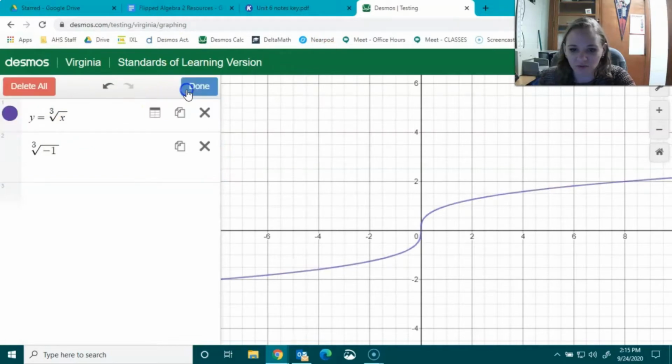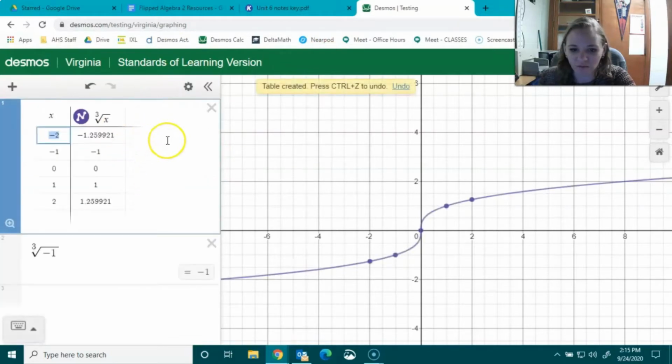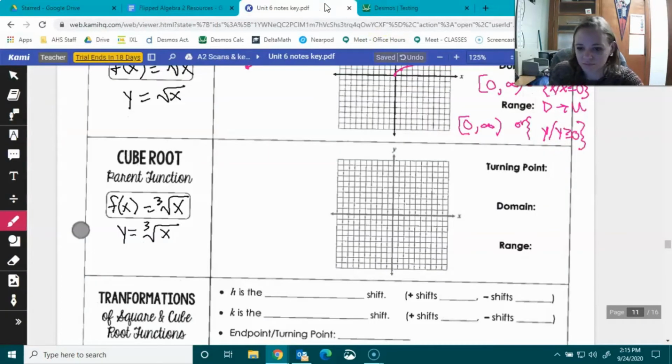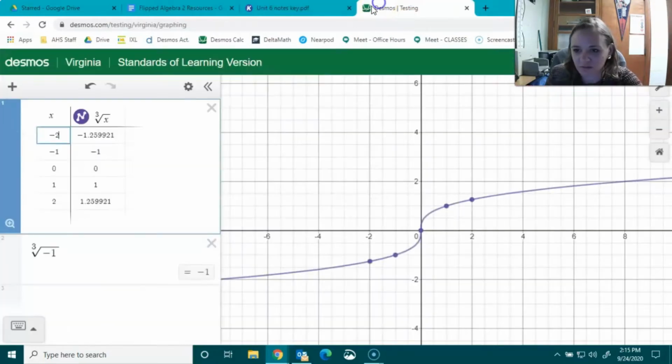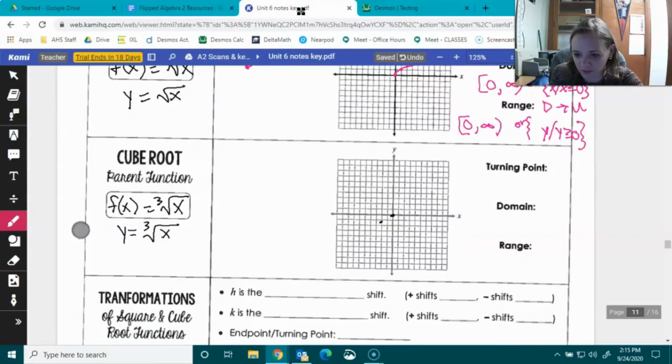Let's change this to a table so we have some points to plot. So we have negative 2, negative 1.2. Pretty sure we went through 0, 0. I'll go ahead and put that. Negative 1, negative 1. Oh, forgot that one.